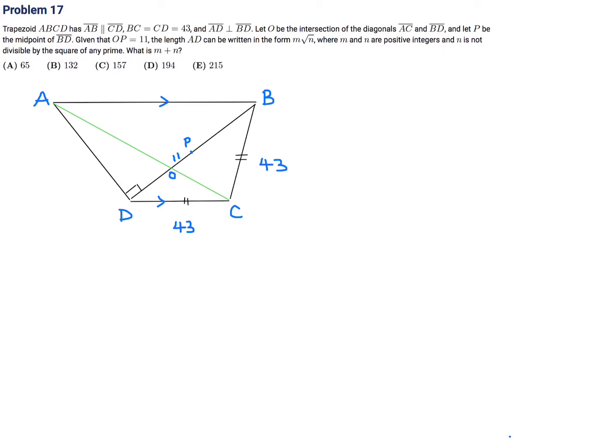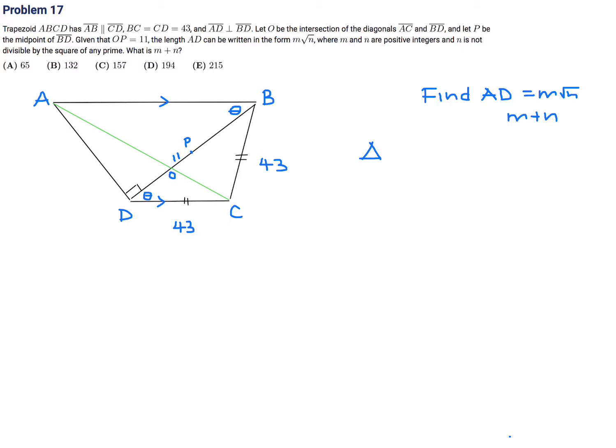All right, and then we have to figure out AD. So find AD, and that is equal to m root n. And then in the end, we have to figure out m plus n. Okay, so I very much think there's a lot of similar triangles in this one. That just screams similar triangles. Because as soon as I saw parallel, that means they're going to use that Z pattern and all that stuff.